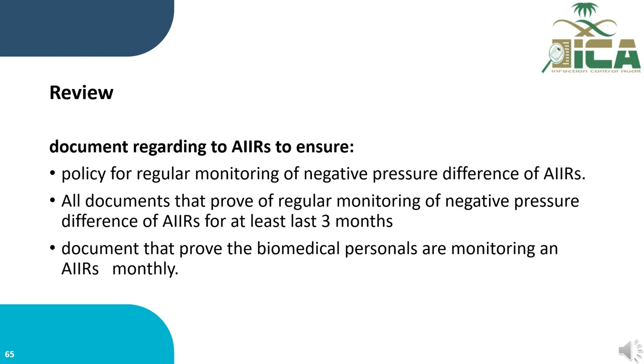It should be daily when it is used or there is a patient admitted in the isolation room, weekly when it is not used or there is no patient, and monthly it should be checked by the maintenance person. You should review all these documents to prove that the maintenance personnel are monitoring the airborne infection isolation room monthly.